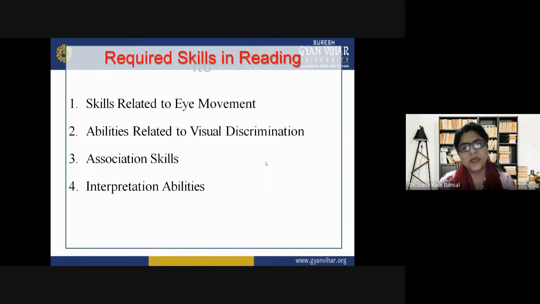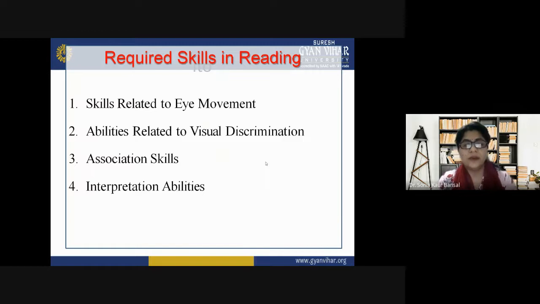Then abilities related to visual discrimination: how you are discriminating different words from each other, how the symbols are giving you different meanings. This is something that you must be very efficient in.